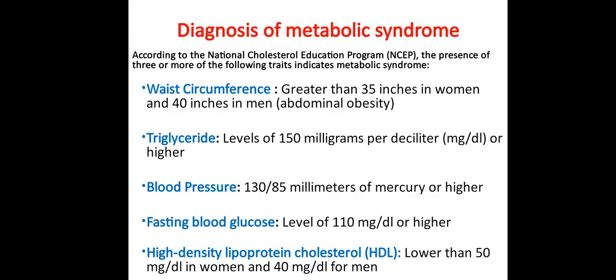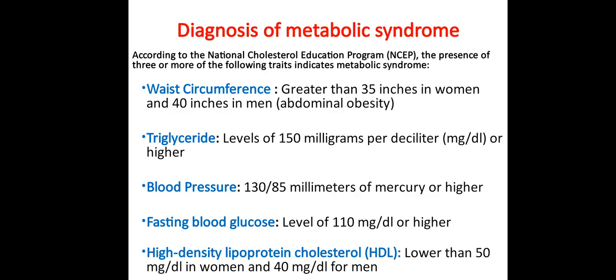Regarding the blood pressure, a patient with metabolic syndrome should have blood pressure of over 130 or 140 over 85 millimeters of mercury or higher. And there is controversy about the value of blood pressure. Every textbook says its own. Regarding fasting blood glucose, the patient with metabolic syndrome should have a level of 110 or more.